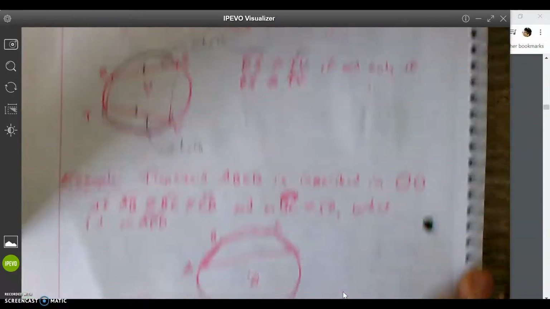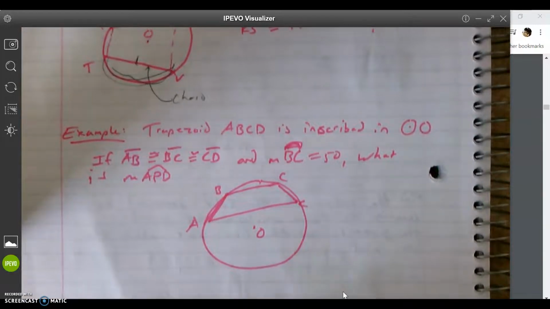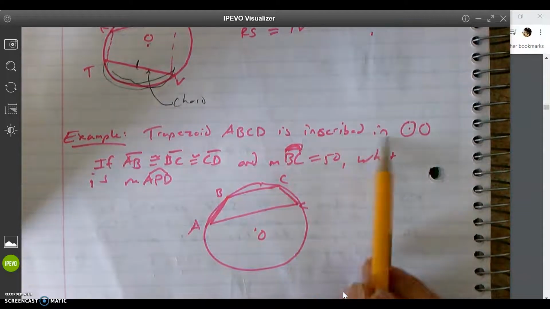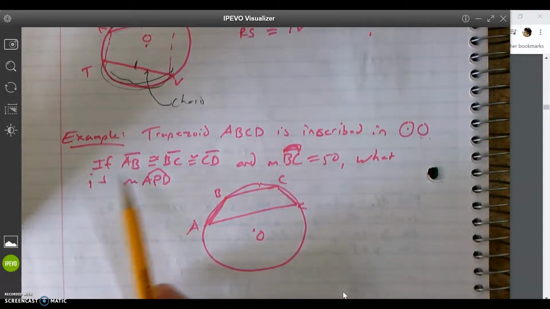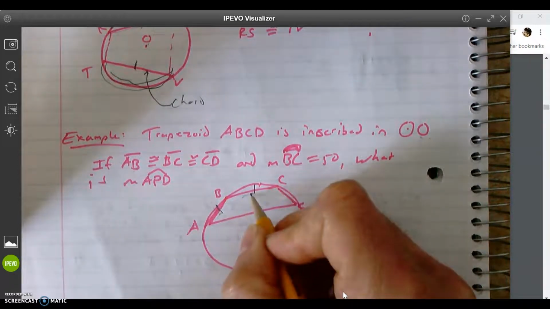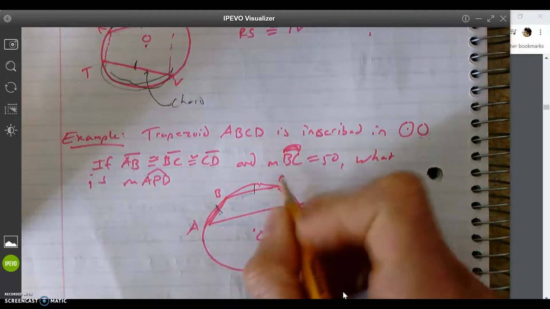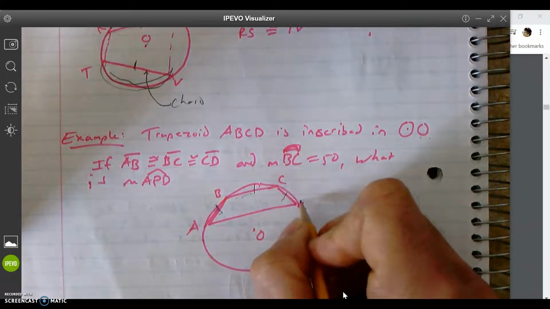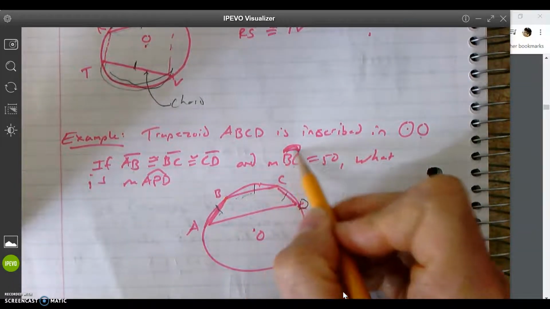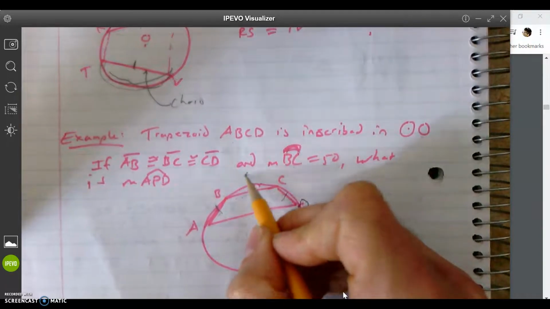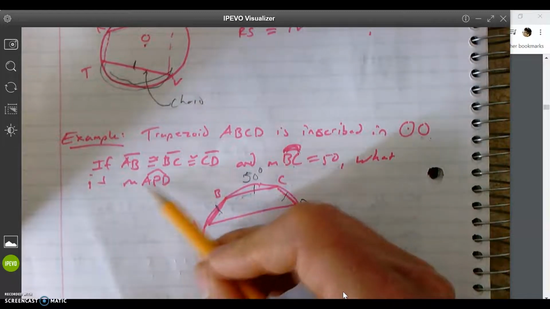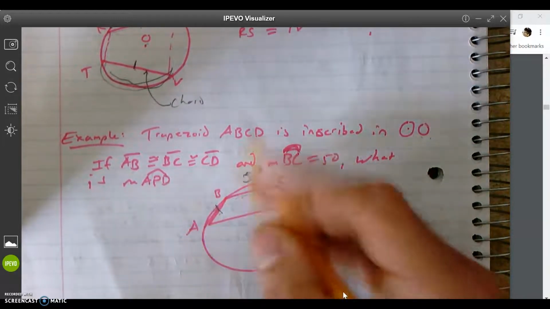Okay? So let's see an example of that. Pause the video and write this down. Make your notes look like mine. Trapezoid ABCD is inscribed in circle O. If AB is congruent to BC, sorry, that doesn't look congruent, but let's pretend it is, and it's congruent to CD, right here. This is D. And the measure of arc BC is 50 degrees. Arcs are in degrees. What is the measure of arc APD?